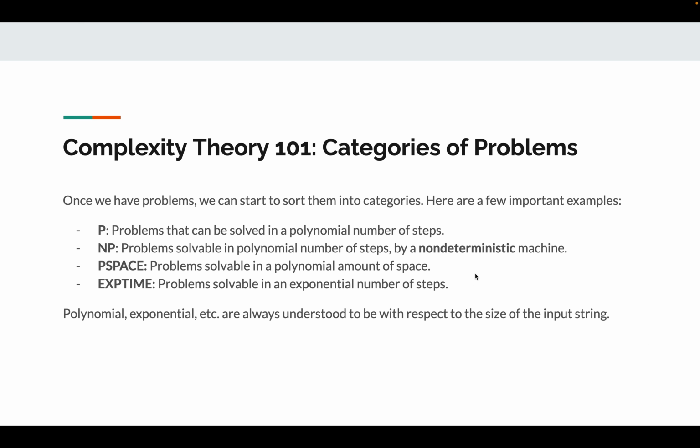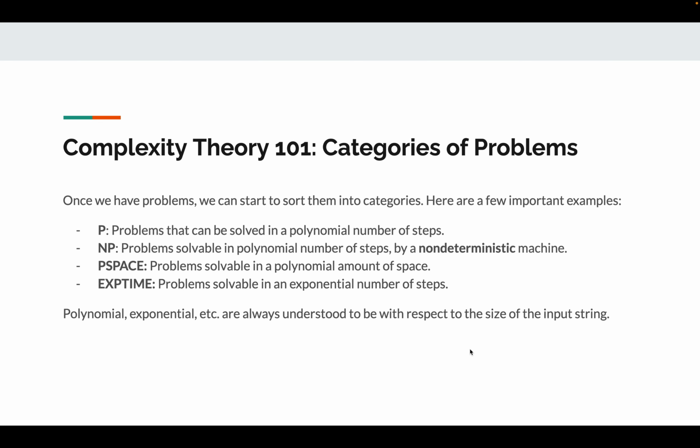After you have this idea of how to specify problems, you want to begin to look at them and you want to begin to categorize them. And they are categorized based on what resources are required to solve the problem. So here are four of the most important categories. We have P, which is problems that can be solved in polynomial steps by a normal Turing machine. There's NP, which is the same idea, but by a non-deterministic Turing machine. Then there's PSPACE. This is problems solvable in a polynomial amount of space, no matter how much time is used. And there's EXPTIME. This is problems solvable in an exponential number of steps, no matter how much space is used. So we see that we're interleaving ideas of space and time and non-determinism here.